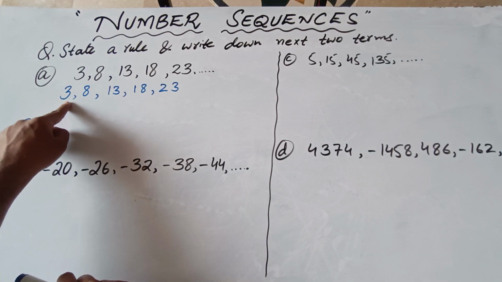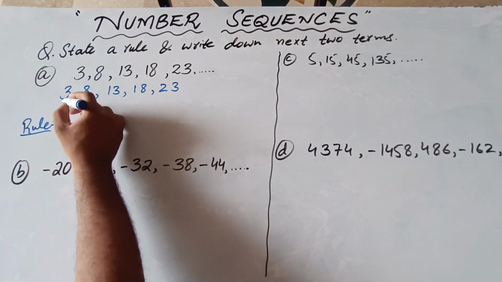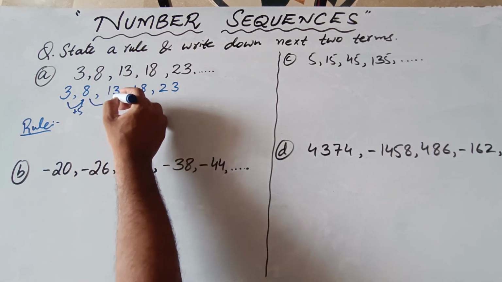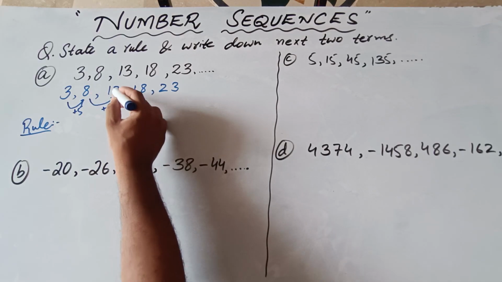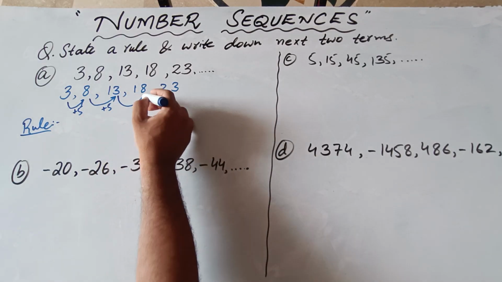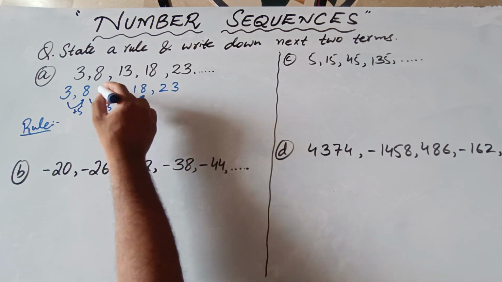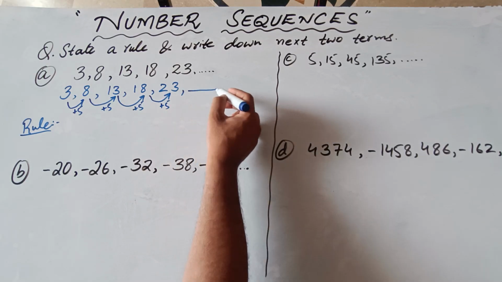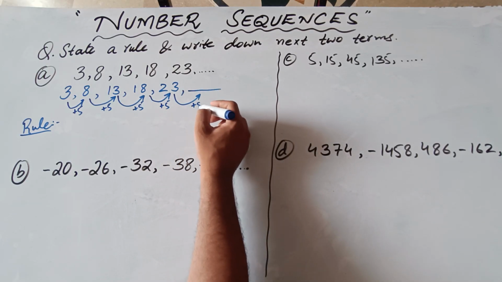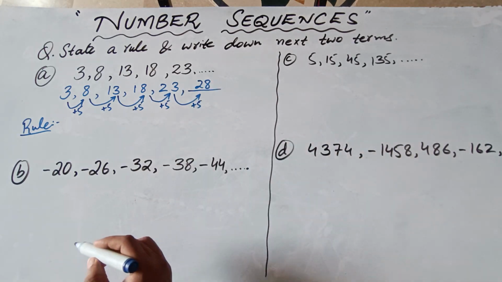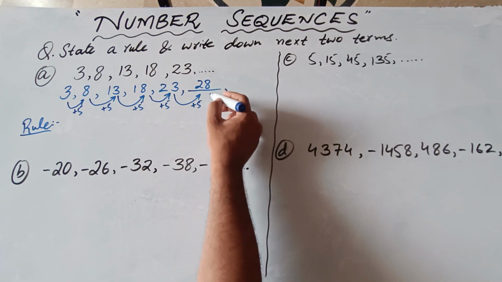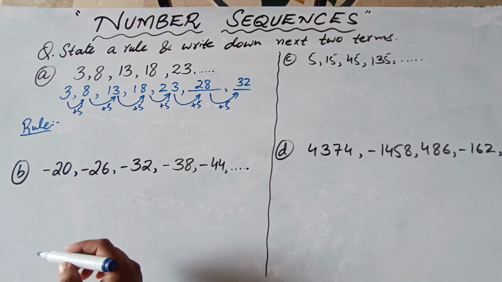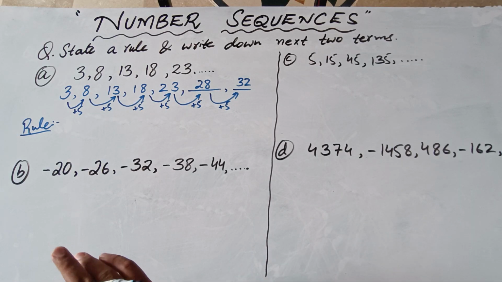If we look at 3 and 8, the gap is 5. So we will see whether the gap remains the same or not. If we add 5 to 8, we get 13. We again add 5 to 13, so we get 18. Now add 5 each time to get the next term. It means that if we add 5 to 23, we will get the next term, and then again add 5 to the previous term to get the next term. So this is how simple it is.